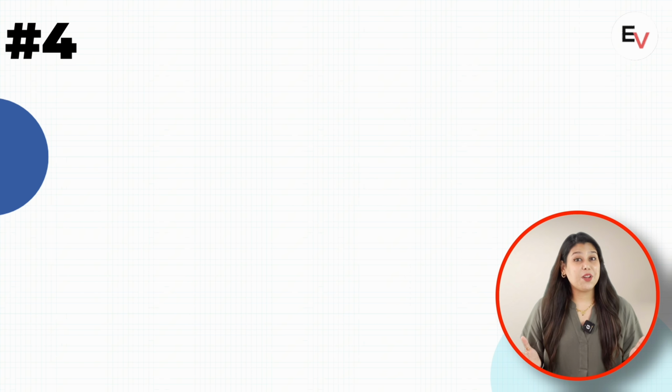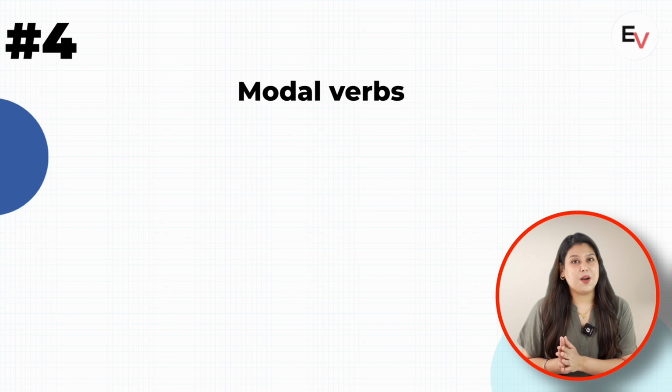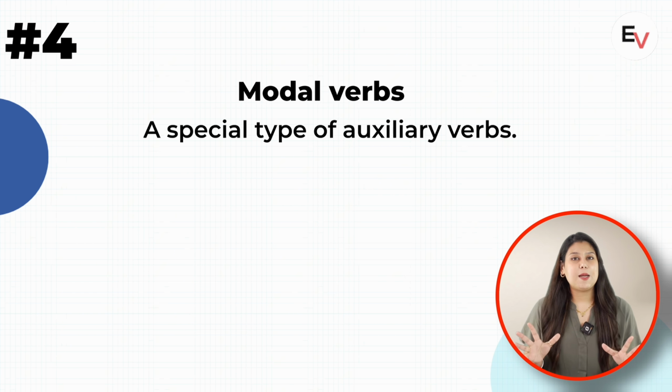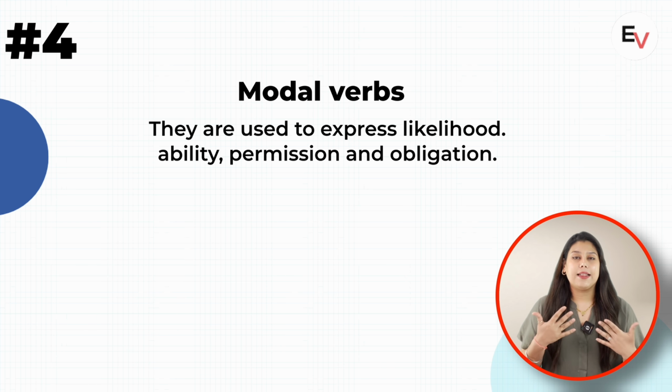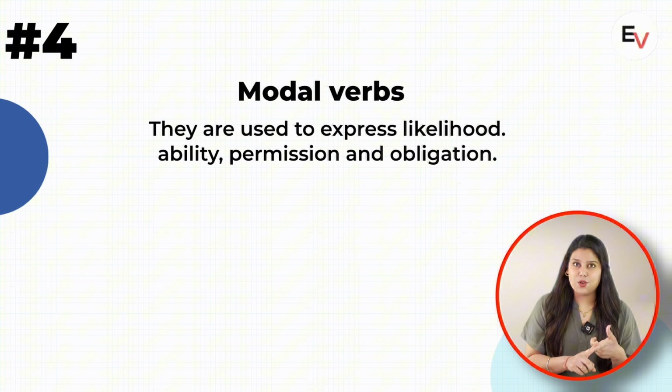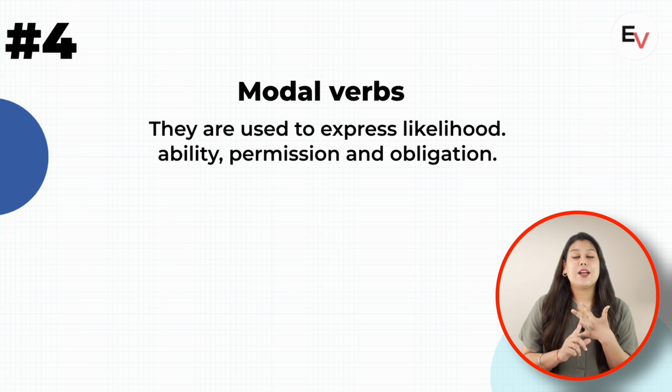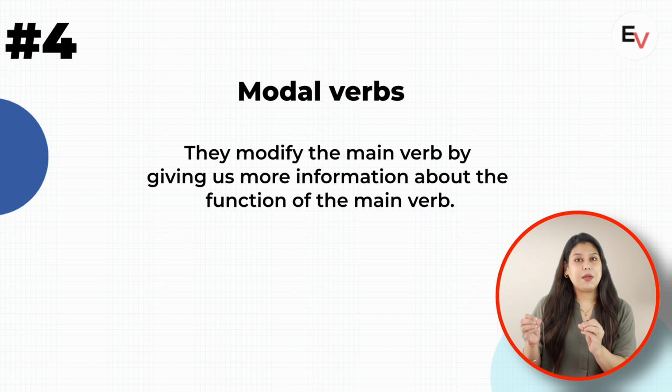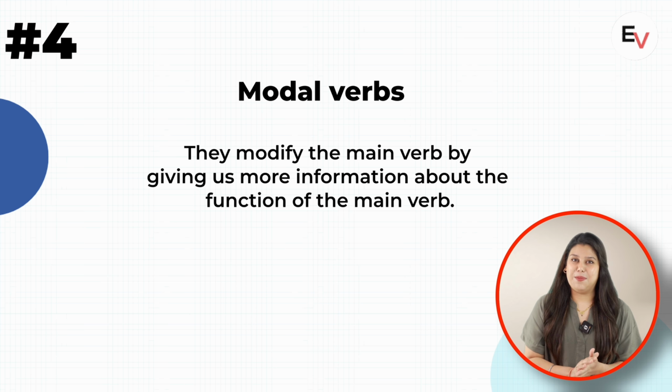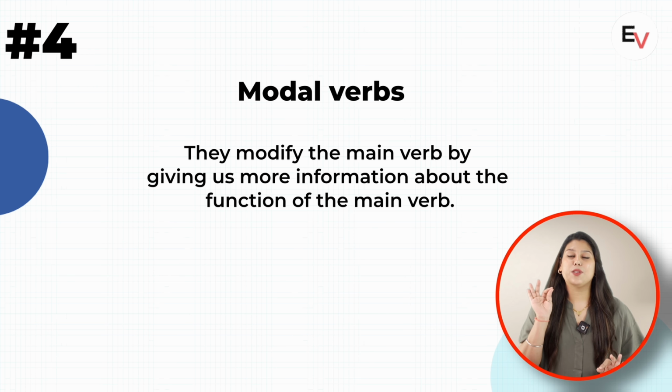Simple. Moving on to type number 4, modal verbs. Now modal verbs are a special type of auxiliary verbs. They are used to express likelihood, ability, permission and obligation. They modify the main verb by giving us more information about the function of the main verb. Now let's look at all modal verbs one by one.